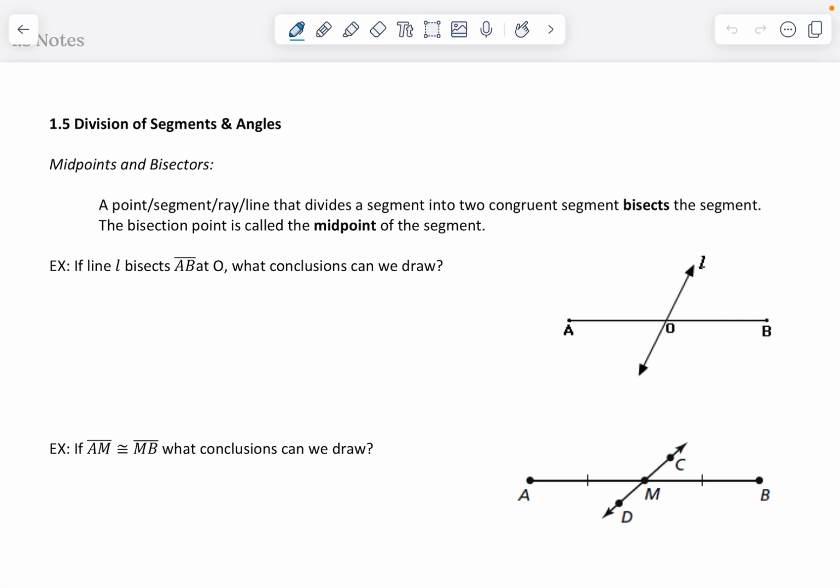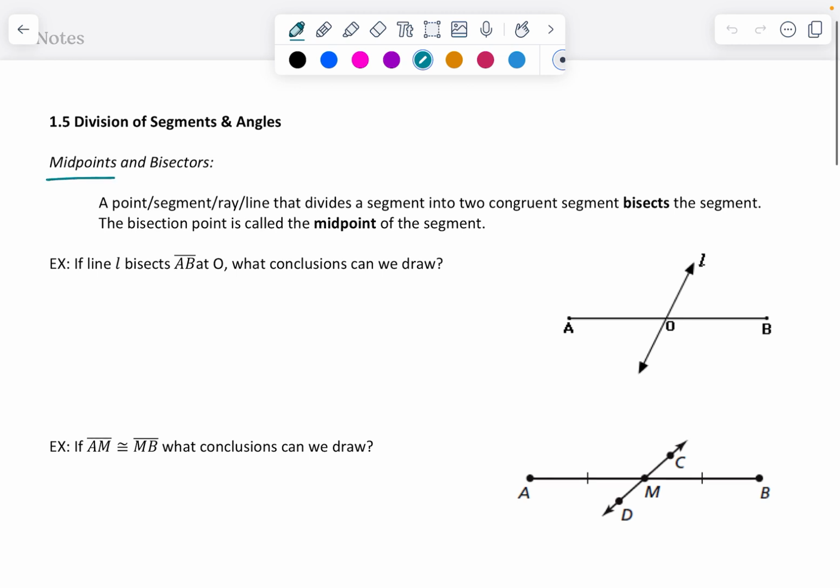All right, today we're talking about section 1.5, division of segments and angles. So some terminology you're probably familiar with, midpoints for sure, and possibly bisectors.